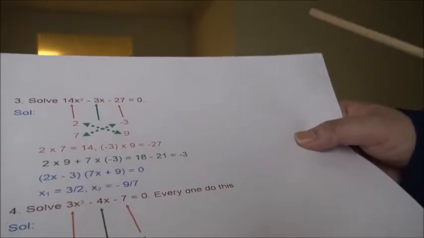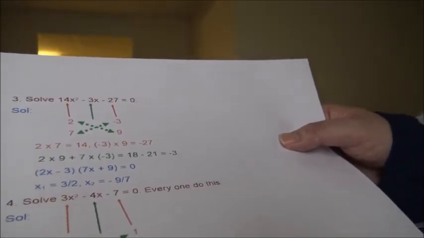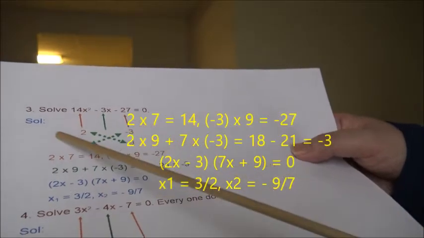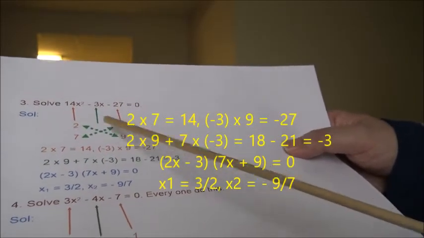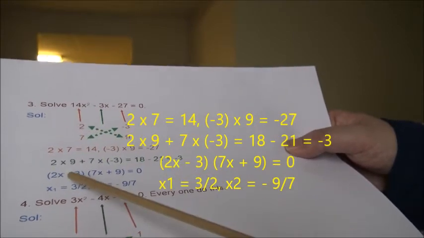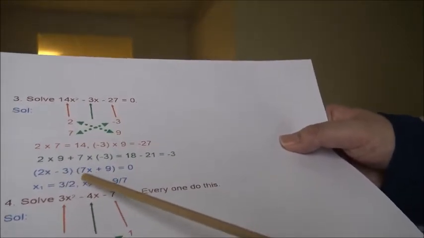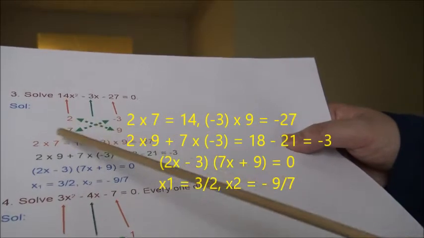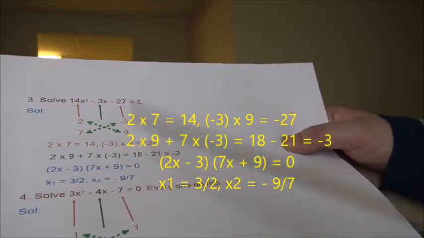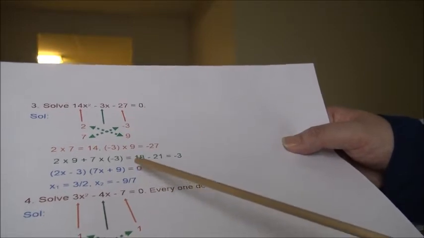Now we move to the third step, blue color. Now each row, horizontal, right? Each row gives us one factor. So the first row gives us the first factor, which will be 2x minus 3. Then the second row will give us the second factor, which will be 7x plus 9. Of course, this equals 0.